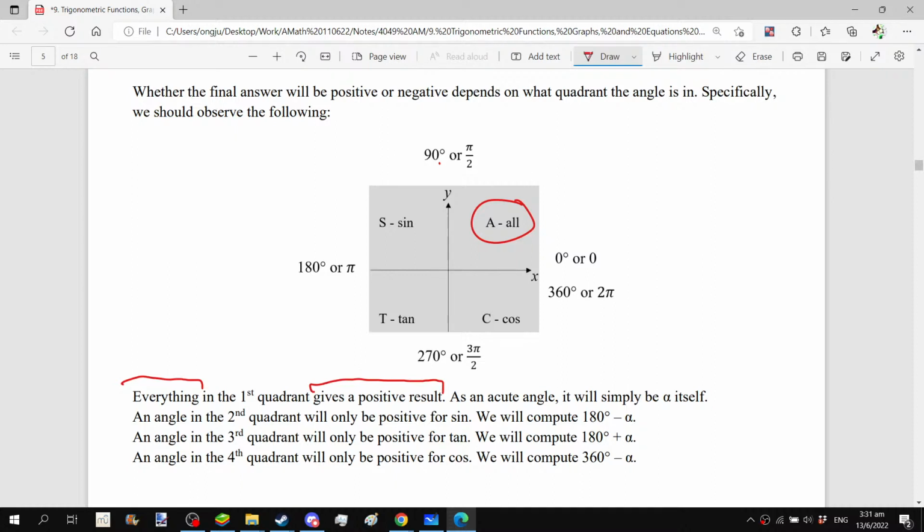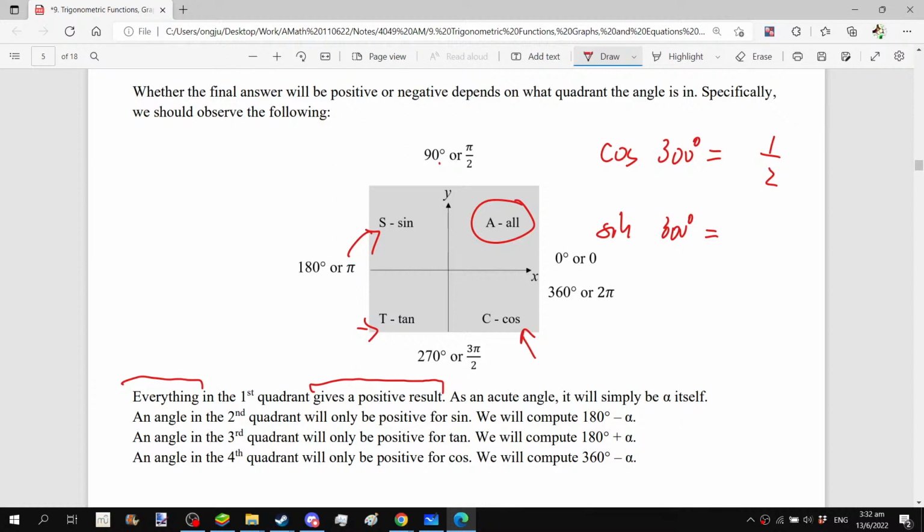And if you take a look at these little letters over here, they will tell you who is the only person who enjoys positive final answers when you're in that quadrant. For example, if you're in the fourth quadrant, you expect to have positive answers only for cosine, right? So for example, the cosine of 300 degrees will actually give you positive half, but the sine of 300 degrees will give you, what will it give you? So let's try using our trick from earlier.